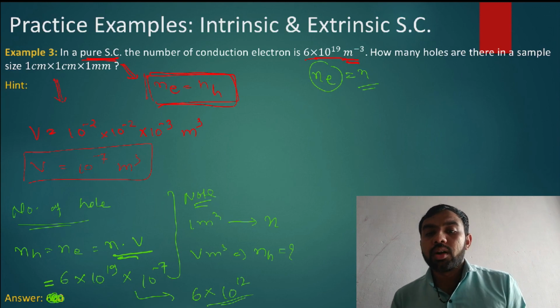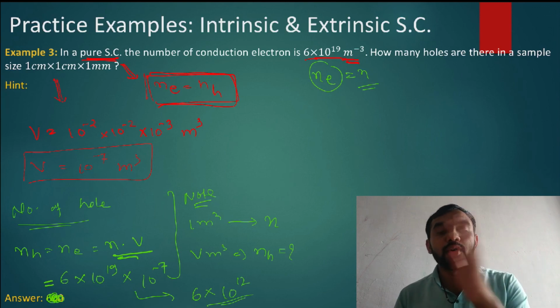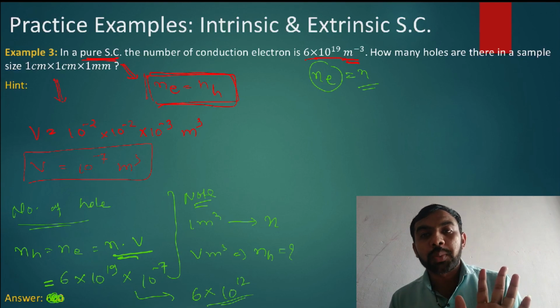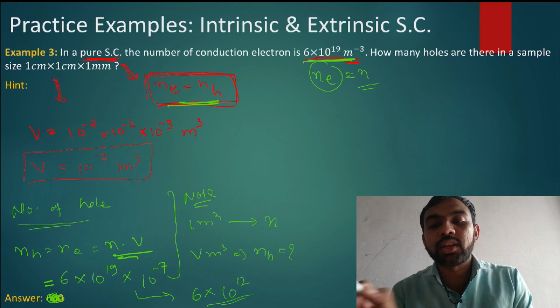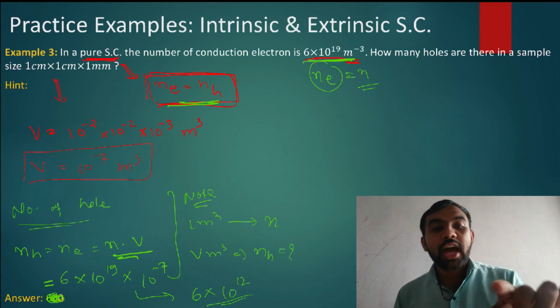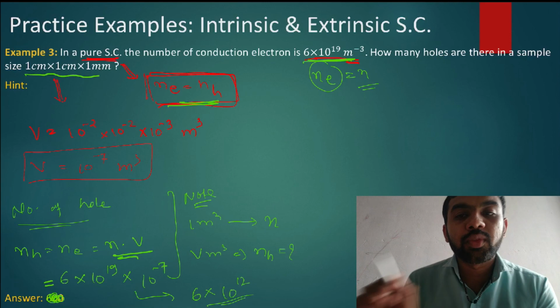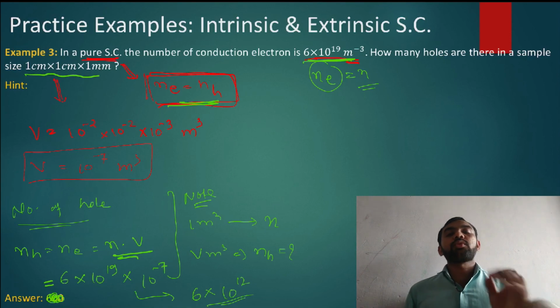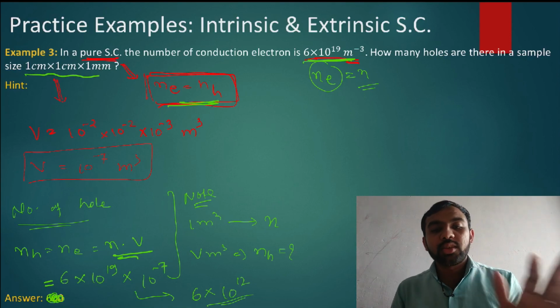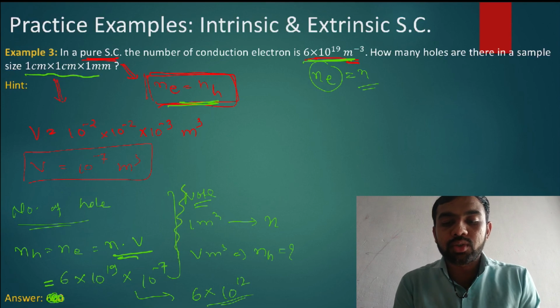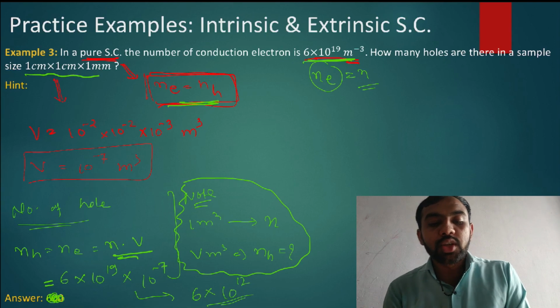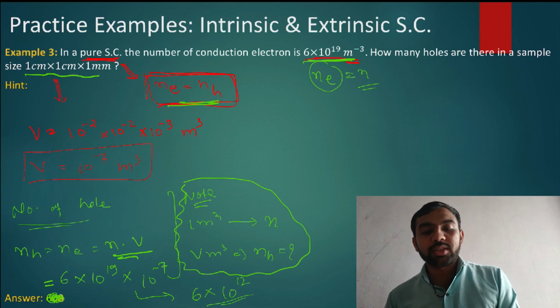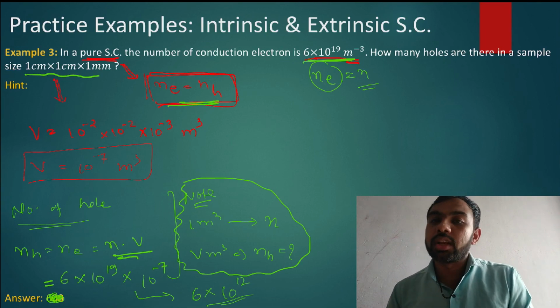फिर से बोल रहा हूँ, इंट्रिंसिक सेमीकंडक्टर में नंबर ऑफ होल और इलेक्ट्रॉन दोनों इक्वल होंगे. तो कितने हैं? 6 इंटू 10 रेज़ टू 19 है, पर 1 मीटर क्यूब में. आपको इतनी साइज़ में चाहिए, तो उसको V से मल्टीप्लाई कर दो, कुछ करना नहीं है, सिंपल है. यहाँ पे नोट में मैंने इक्वेशन लिखा ही है, आप इस नोट को नोट कर लो और फाइनली यू गेट दिस आंसर. जो आंसर यहाँ पे दिया है उसमें प्रिंटिंग मिस्टेक है, आपका आंसर आएगा 6 इंटू 10 रेज़ टू 12.